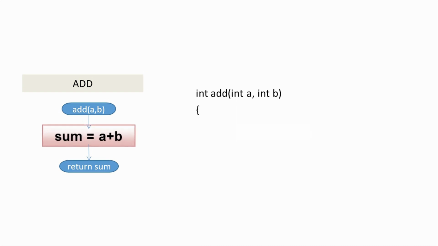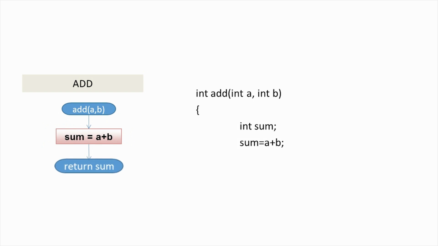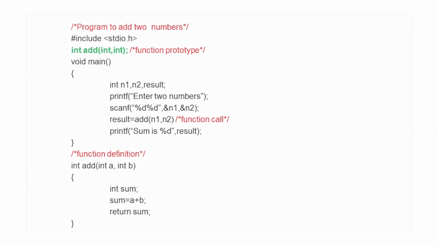Next step is to add the value of A and B. Declare variable sum. Type int sum equal to A plus B. Then return sum. Close the function body with curly brace. Here is the complete program. In the program code, we have typed the function add after the main function. In such a case, we have to declare the function before calling it. Before void main, type int add int.